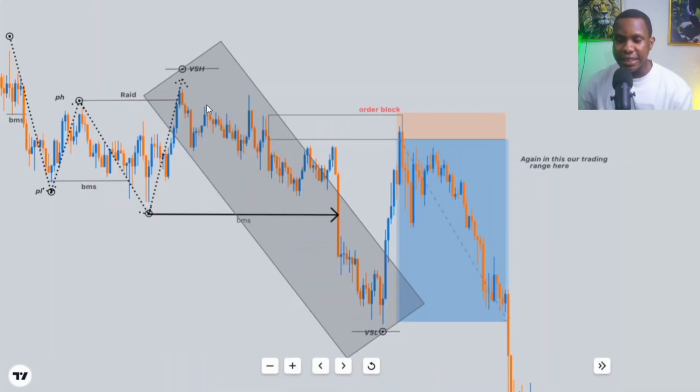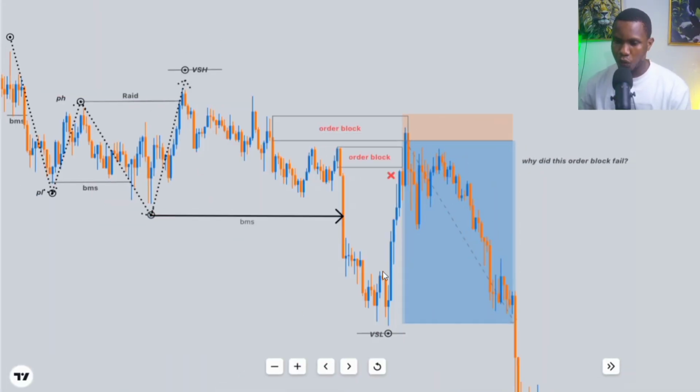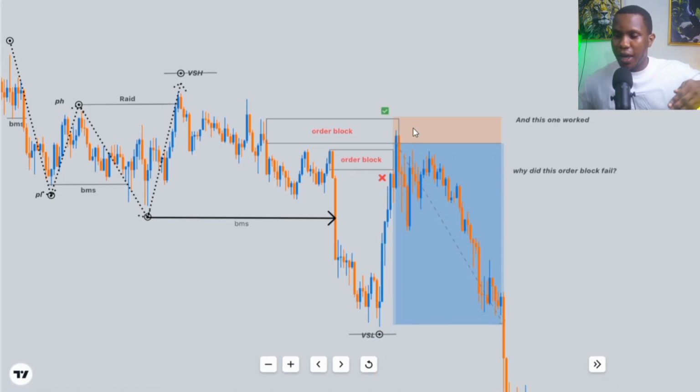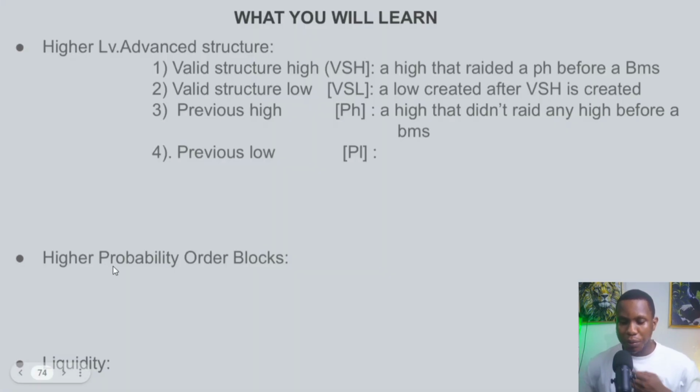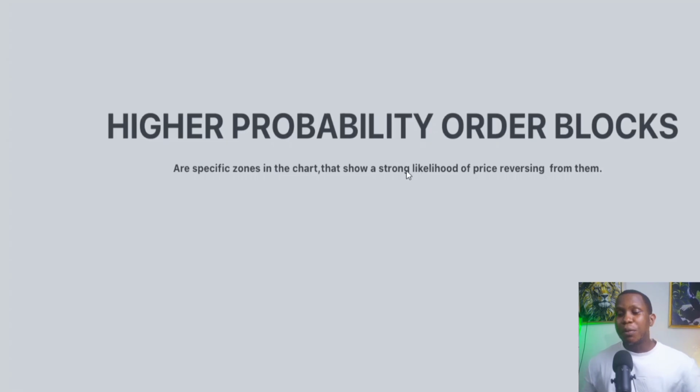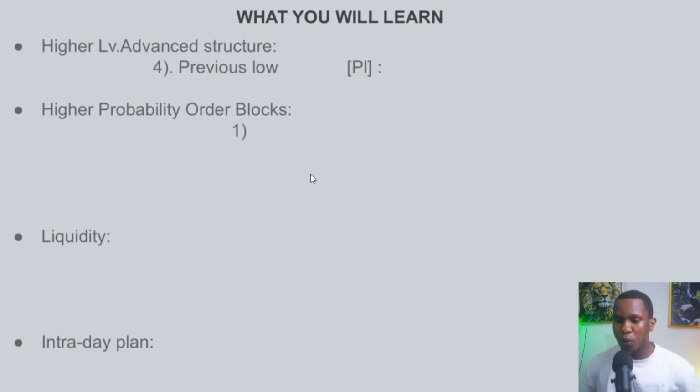Again, in this trending range right here, we had another order block right here. Why did this order block fail and this one worked? Because not every order block in the market works. How can we find higher probability order blocks? Higher probability order blocks are specific zones in the chart that show a strong likelihood of price reversing from them. A higher probability order block must have what?